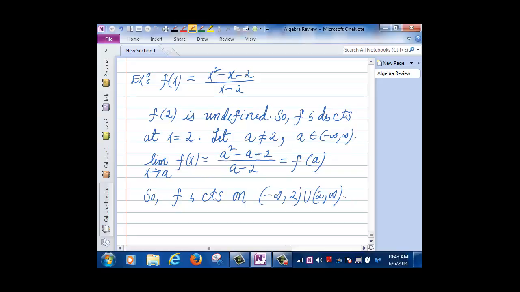So what's the point of plugging it in at a? Because I'm not solving anything when you put it in. Yeah, now you don't have to really show this work.